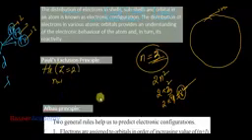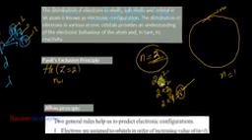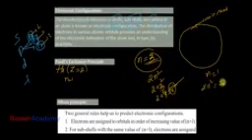Why? Because the first orbit can have a maximum of 2n² electrons. Substituting 1 in place of n, 1 squared is 1, and 2 times 1 is 2. So the first orbit can have 2 electrons, and both of the electrons here will occupy the first orbit.